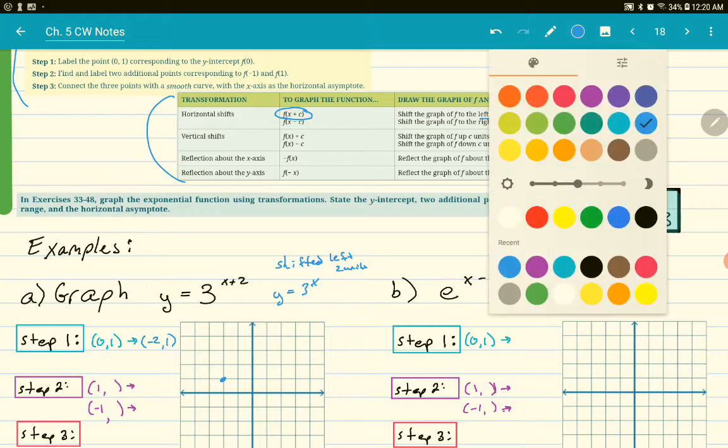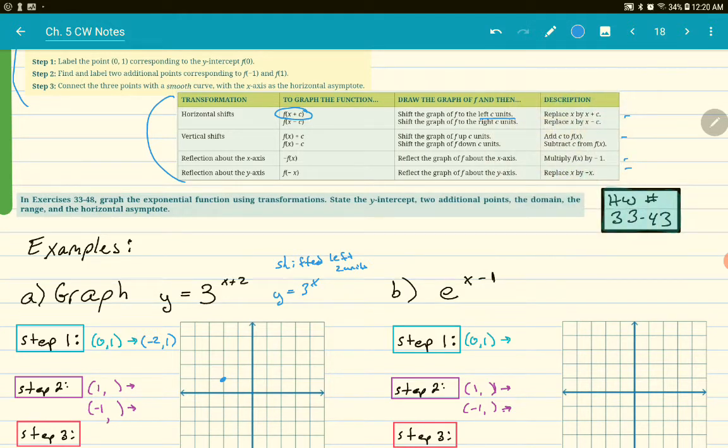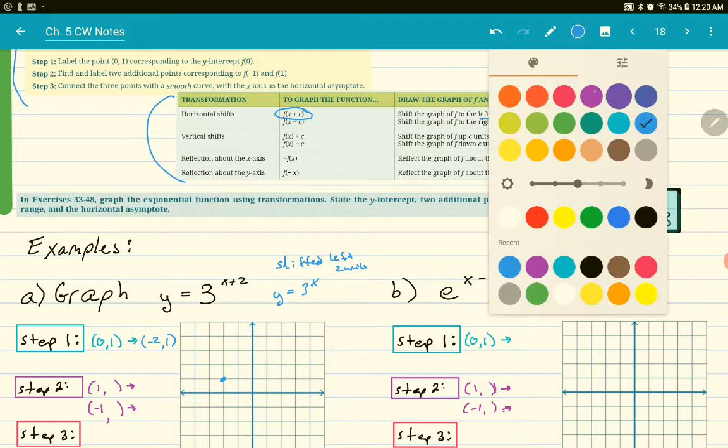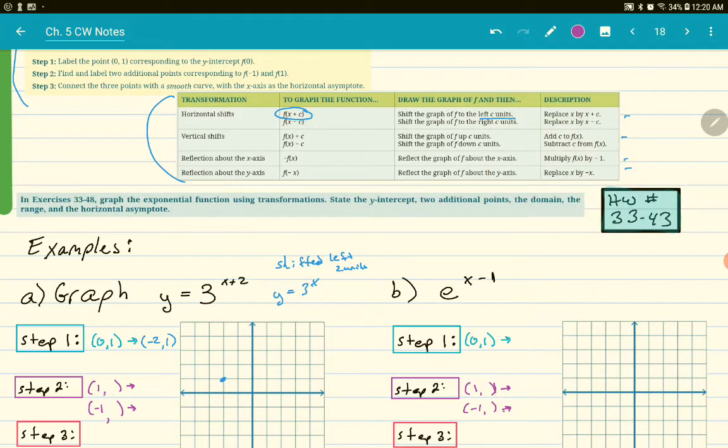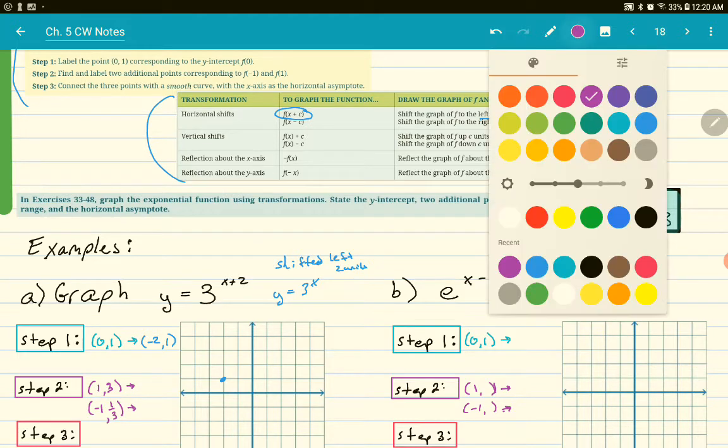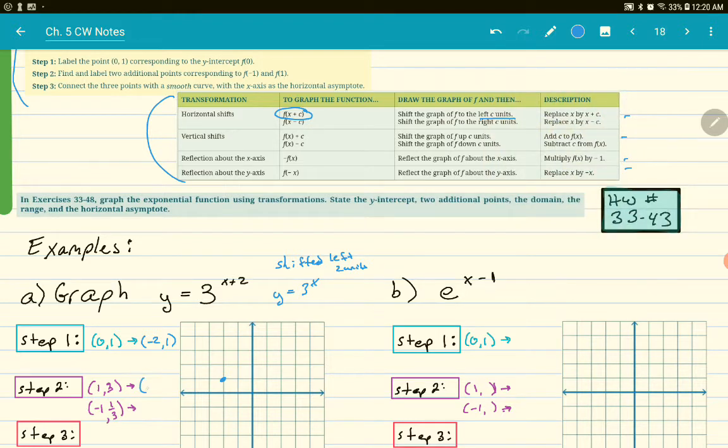And then in step 2, in our parent function, actually I'll change to purple. My parent function, remember this, my points are b and 1 over b. So my parent function is 3 to the power of x. So that b is 3, and 1 over b is 1/3. But I'm going to shift that 2 units to the left.